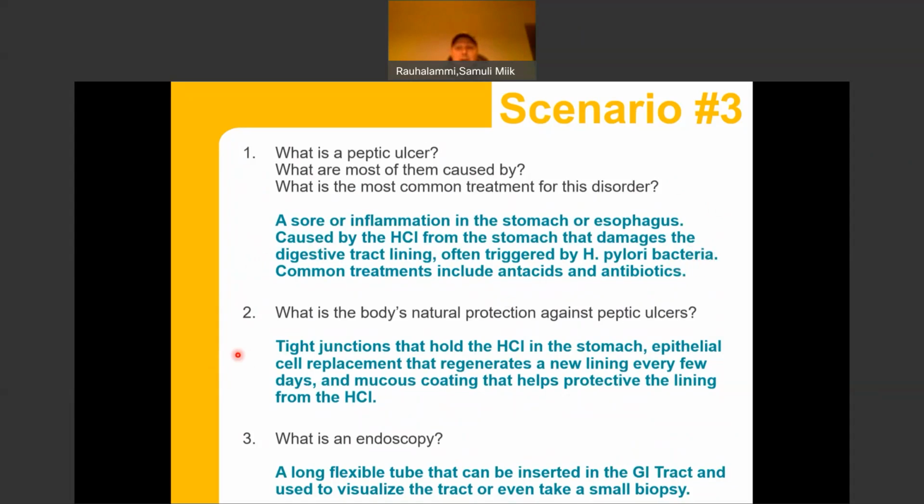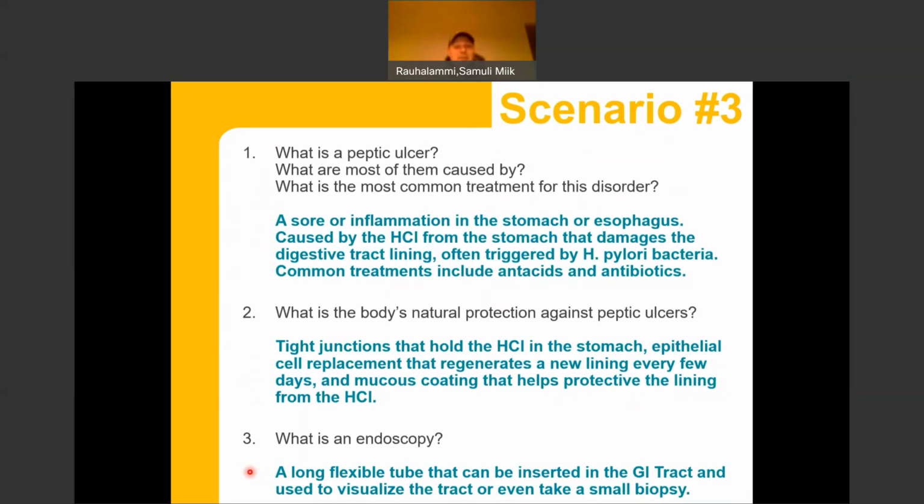As for the body's natural protection against peptic ulcers, there's a lot to go into there. The cell arrangement, the fast regeneration of epithelial cells within a range of days, and also the mucus lining that protects these surfaces of the stomach lining are some of the things that I've shared here. We go into more detail on this in the full lecture video, where we discussed why stomach acids don't digest the stomach wall lining itself.